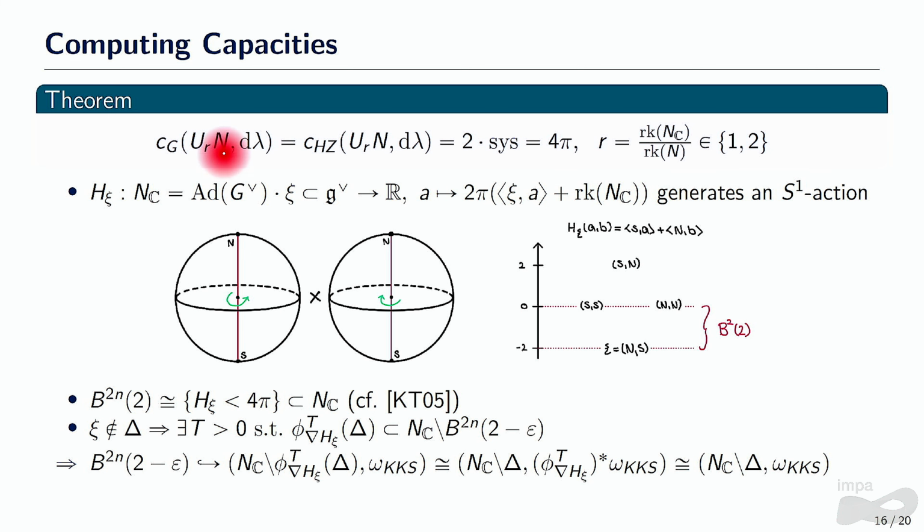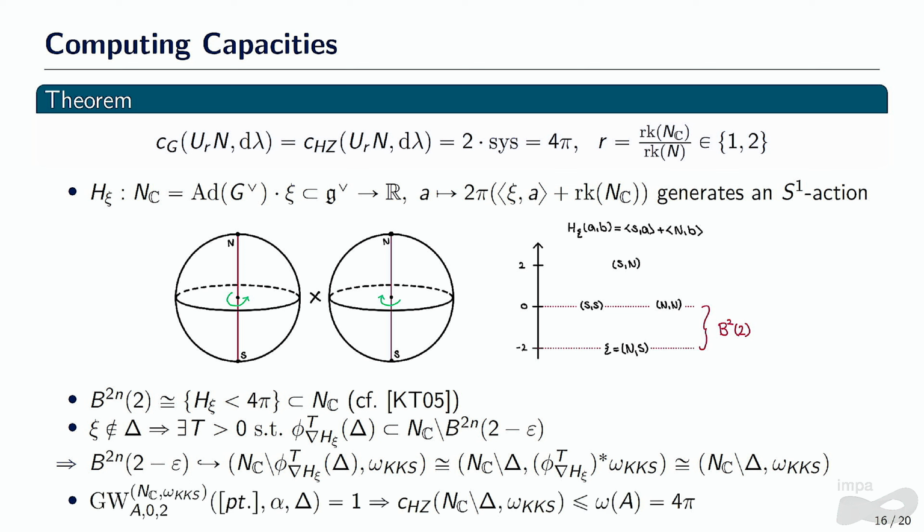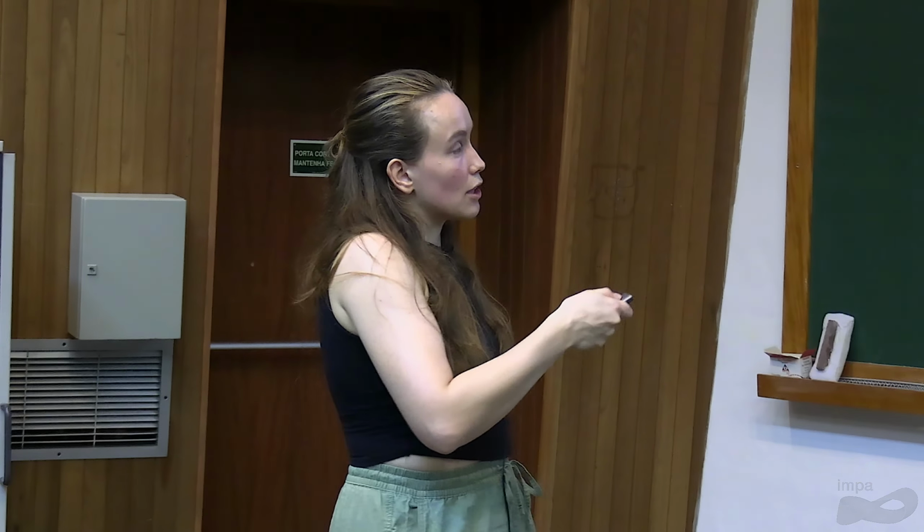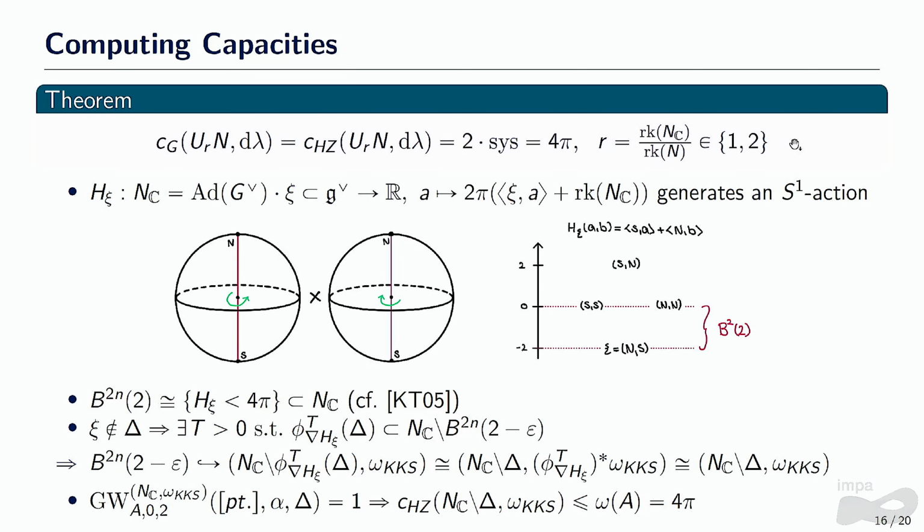And then for the upper bound, as I already mentioned, we use the fact that these spaces are uniruled, which is not too hard to see because any S1 orbit of a gradient flow line of the Hamiltonian here will give you a holomorphic curve through an arbitrary point. So you really have holomorphic spheres going through every point.